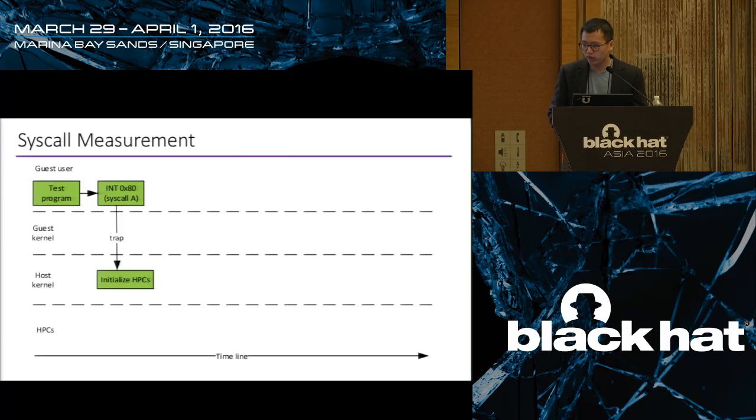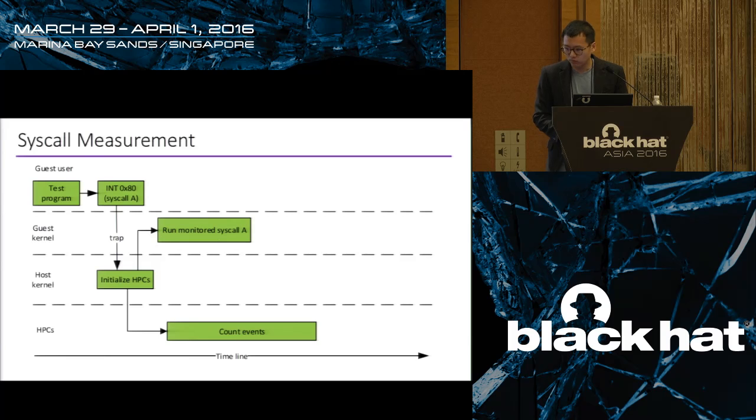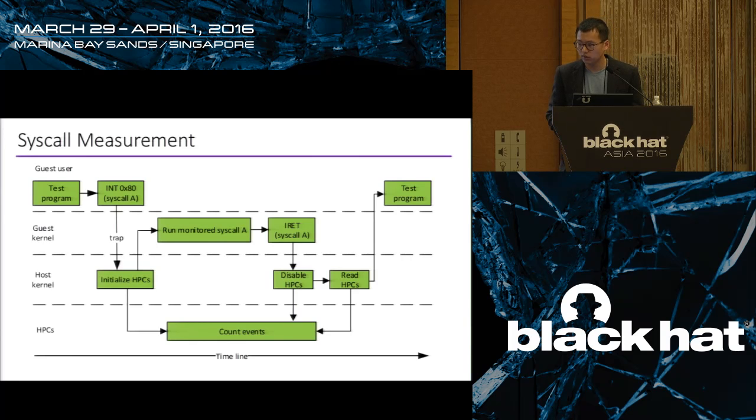Once you trap the host kernel, it will initialize the performance counters. After initializing the performance counters, the hardware starts counting the events, and the execution flow goes back to the guest kernel, which runs the syscall routine. After the syscall finishes, we trap to the host kernel again, disable the counter, and read out the counter values. Then we redirect the execution flow back to the test program.